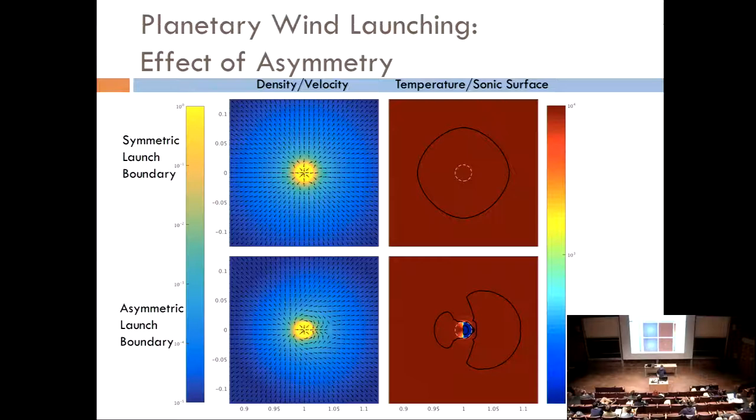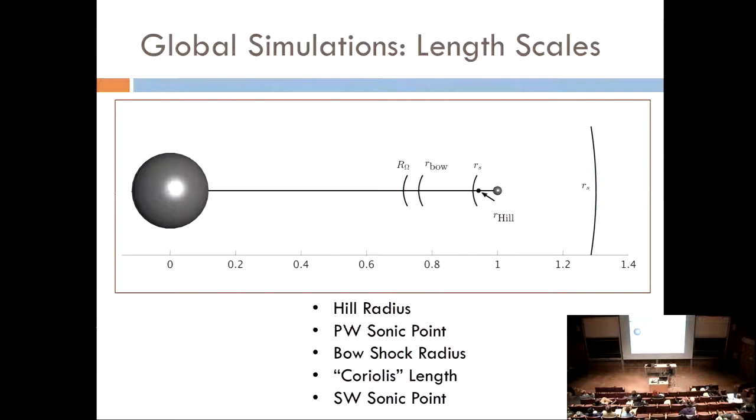And now we can step back and do more global simulations and watch as the planet orbits around the star. This is pretty much the appropriate scale, which is pretty remarkable. So this is the planet, this is the star, this is the planet. There are a couple of radii we'd want to note. This is the Hill sphere. In this case, we have the Hill sphere inside the sonic radius. This is the bow shock radius, because we have a stellar wind as well. This is where the stellar wind and the planetary wind meet, and that's where the standoff distance will be. And this is the distance we call the Coriolis length, which I'll tell you about in a minute. Okay, so that's the layout.